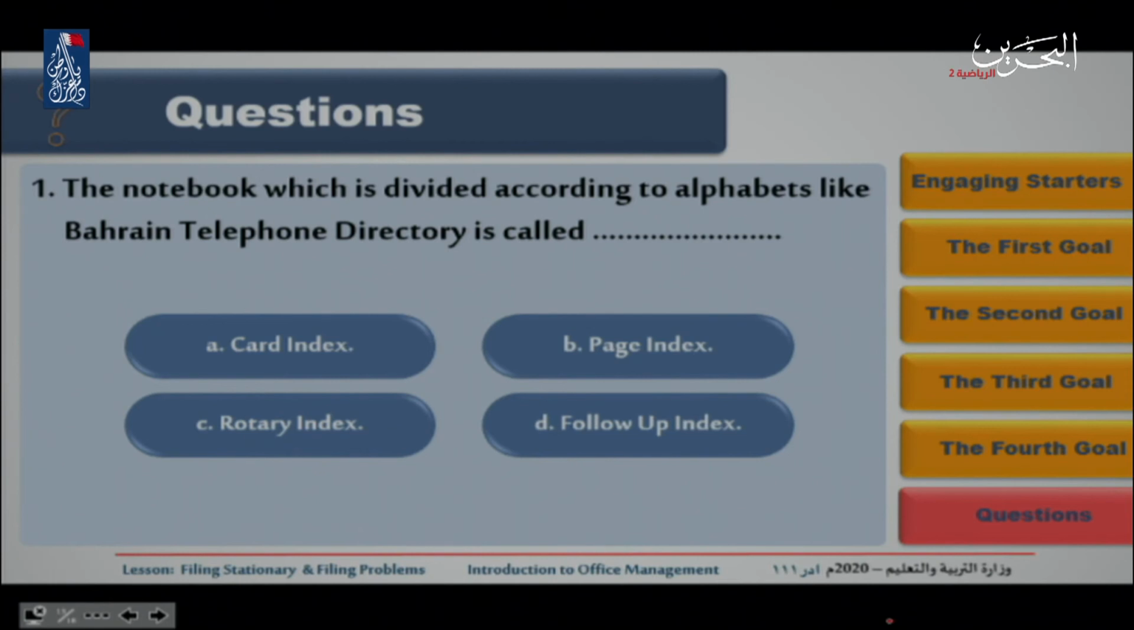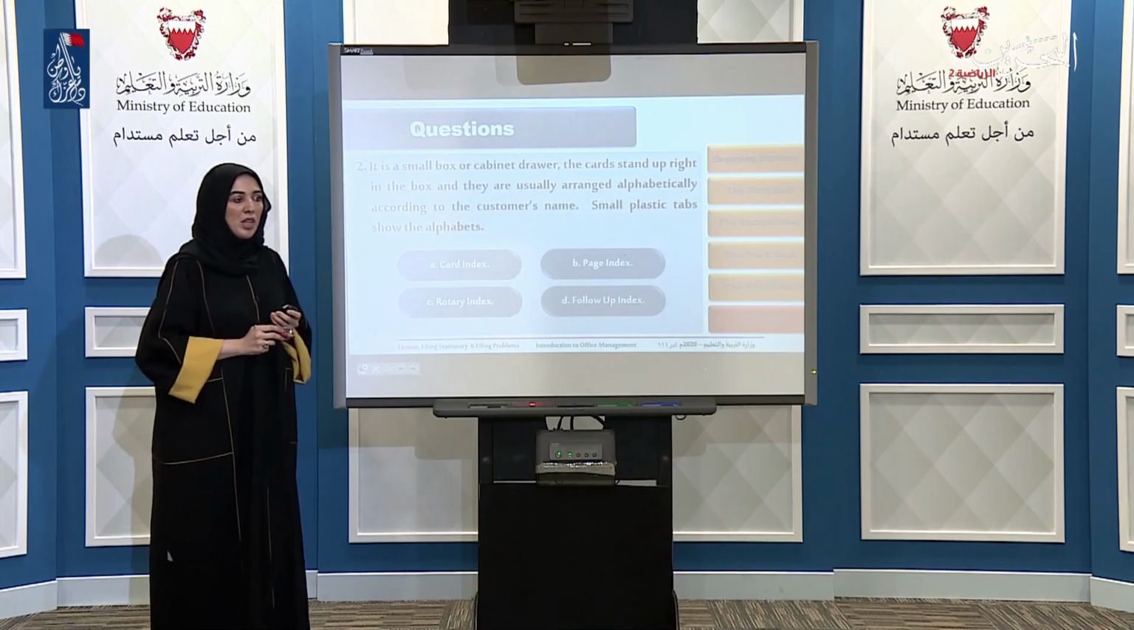Question 1. The notebook which is divided according to alphabets, like the Bahrain telephone directory, is called: A. Card index, B. Page index, C. Rotary index, or D. Follow-up index. The answer is B. Page index.